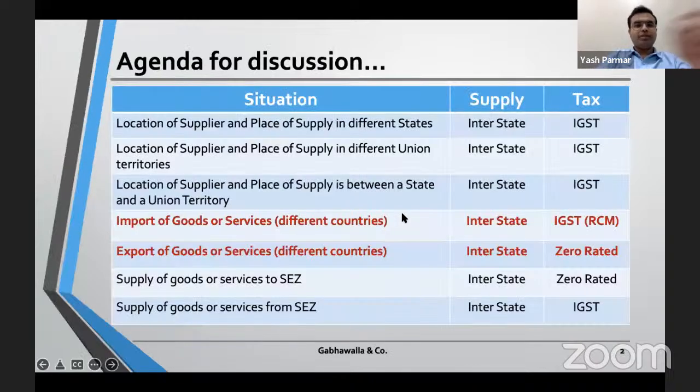As you can see on the screen, majorly only two items we'll be touching upon, the rows which I have highlighted in red color. These two types of transactions we'll be touching upon in today's meeting. The first one is the import of goods and services, and second is export of goods and services. So only these aspects we'll be covering in today's session, and the place of supply provisions which are impacting import and export transactions of goods and services.